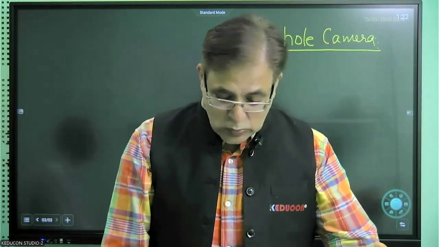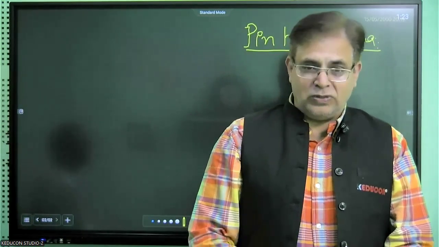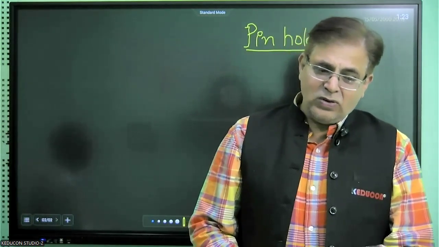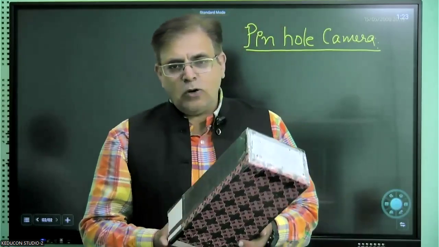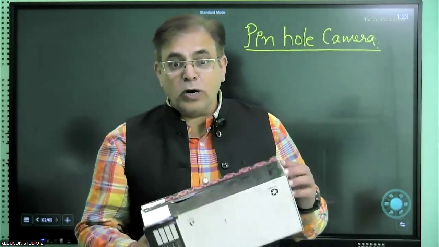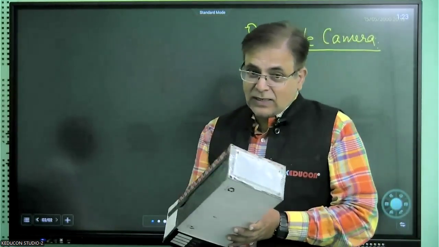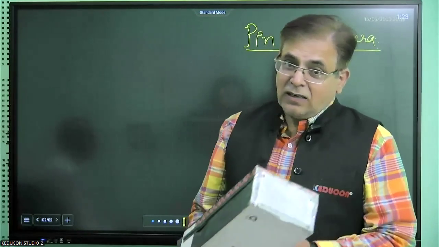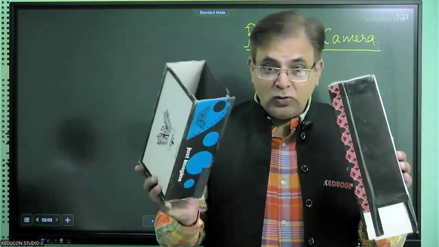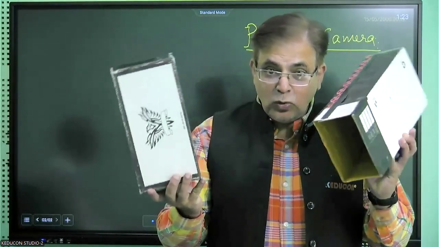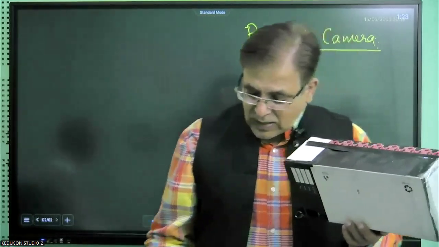Okay. So beta, you must have purchased shoes in your life, and you know, a shoe box is usually of this type. Cuboid shape. Cuboid shape it is called. So you have to take this kind of box, and not one box, rather two boxes. Two boxes. Okay. So how to make the pinhole camera?